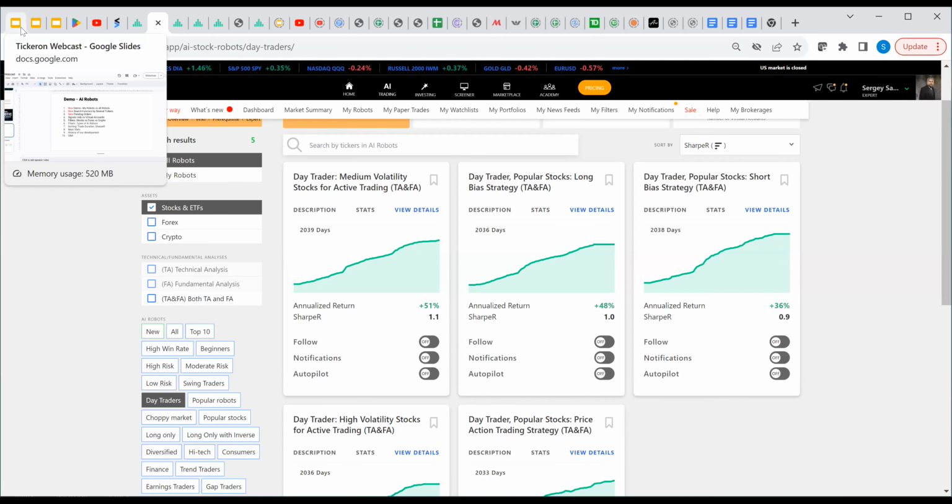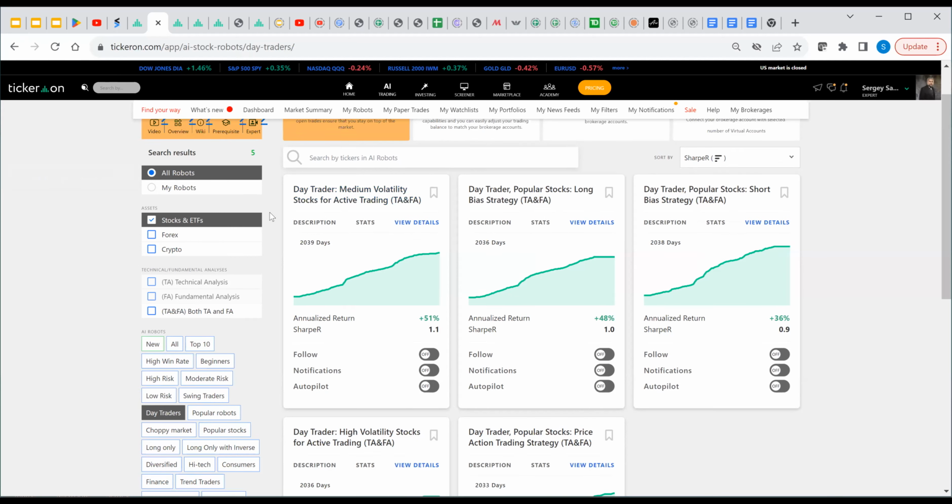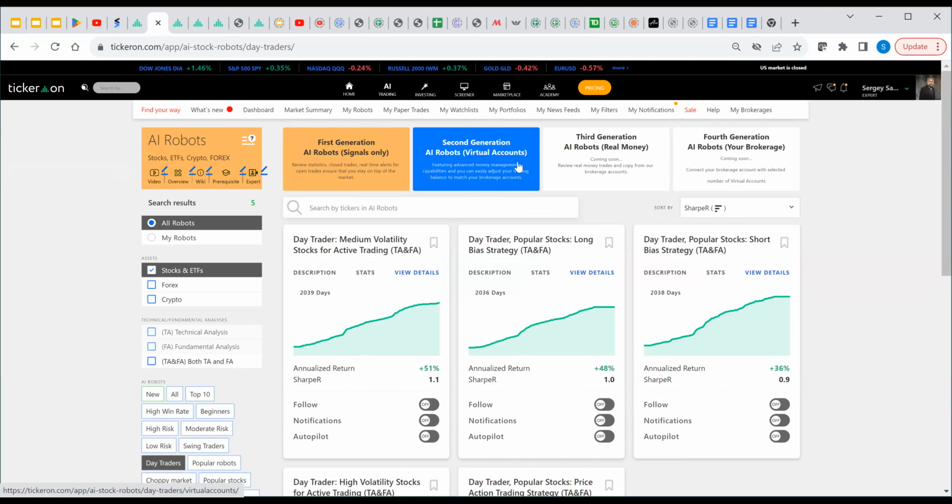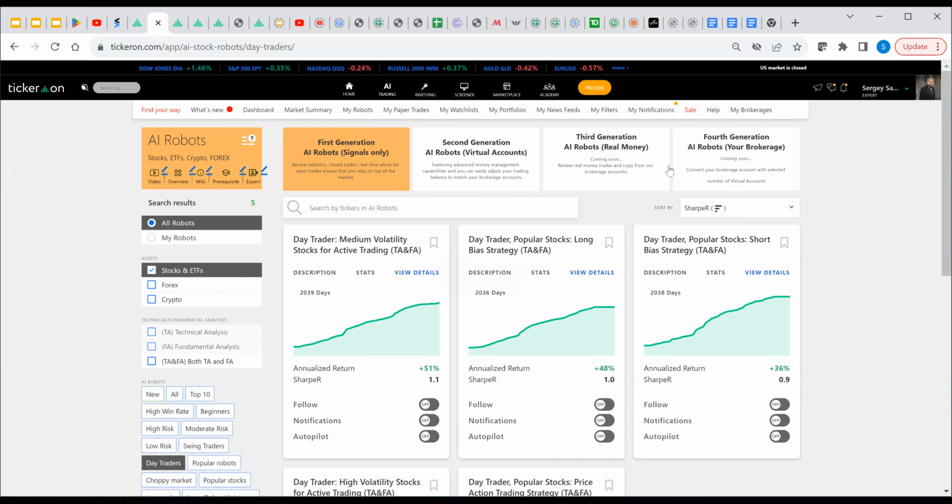Okay, now let's talk about the first generation, second generation, third generation, fourth generation. What are the differences? The difference is that in the first generation, as I said, we trade and produce signals only. We don't focus on money management. We just produce the signal. It's up to you to be careful with your entire amount, right?